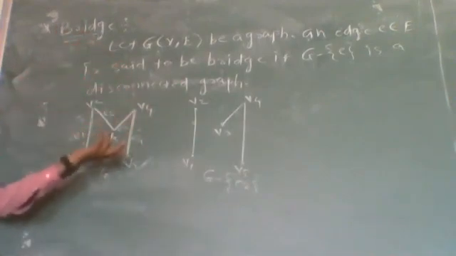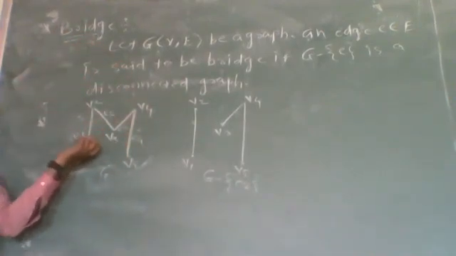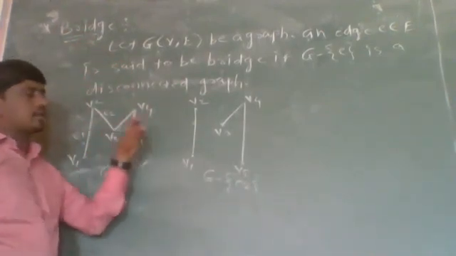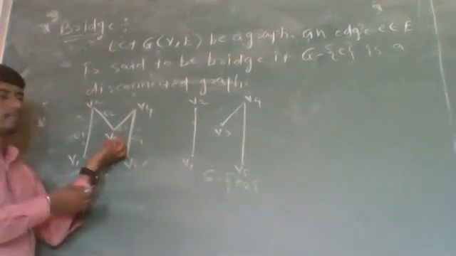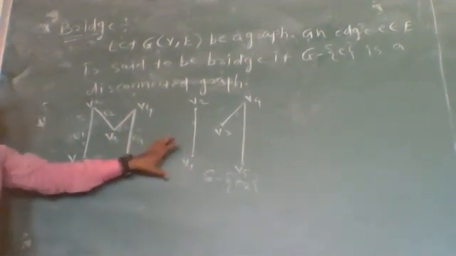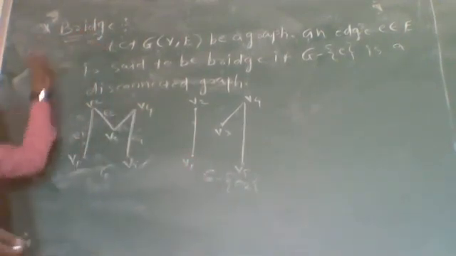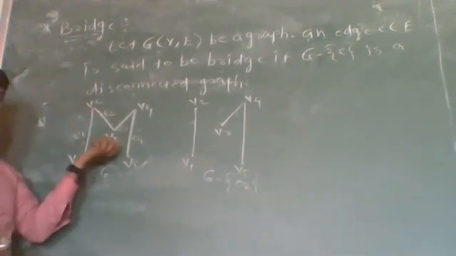Similarly, if we remove any edge from this graph G, then G minus that particular edge is a disconnected graph. So by the definition of bridge, each edge of a graph G is a bridge.